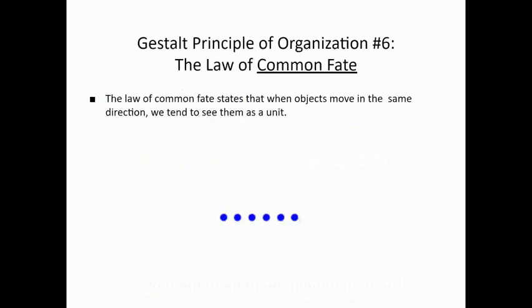So the law of common fate: the objects are moving in the same direction. We see them as a unit. When these dots are all lined up evenly, horizontally, looking like they're pointing to or moving side to side on the screen, it's easier to identify them as a group as opposed to 6 individual dots.